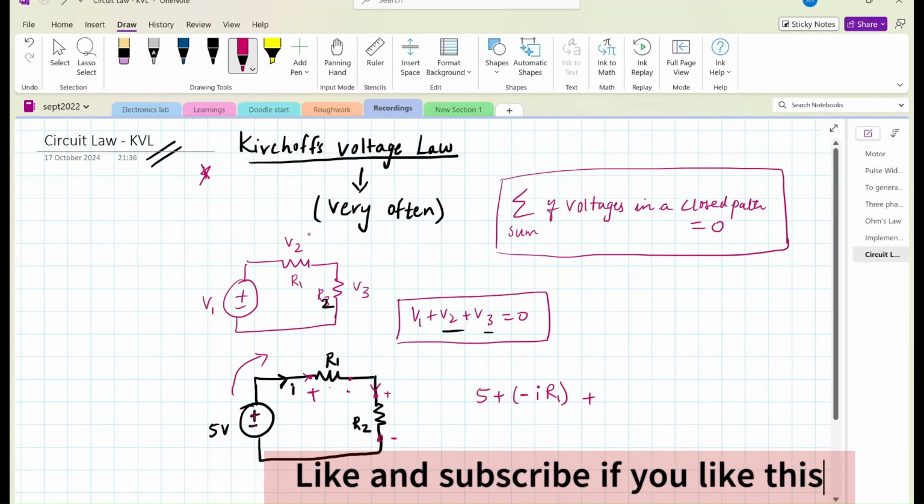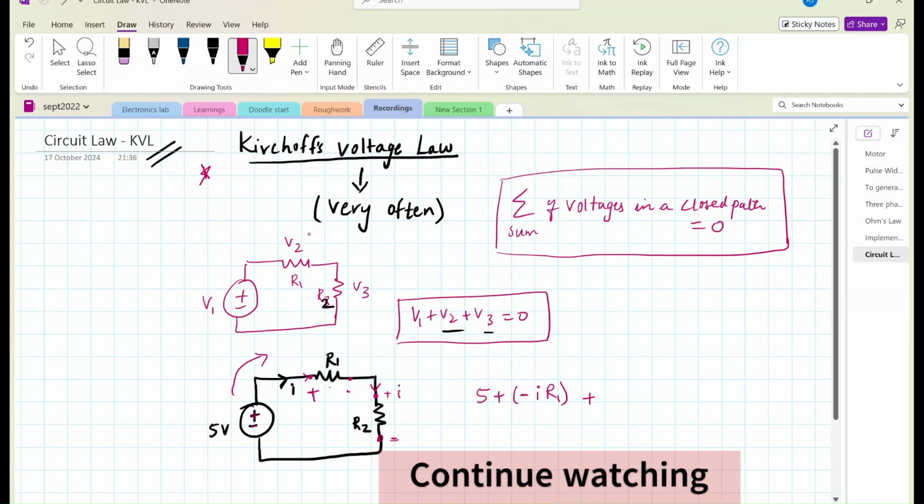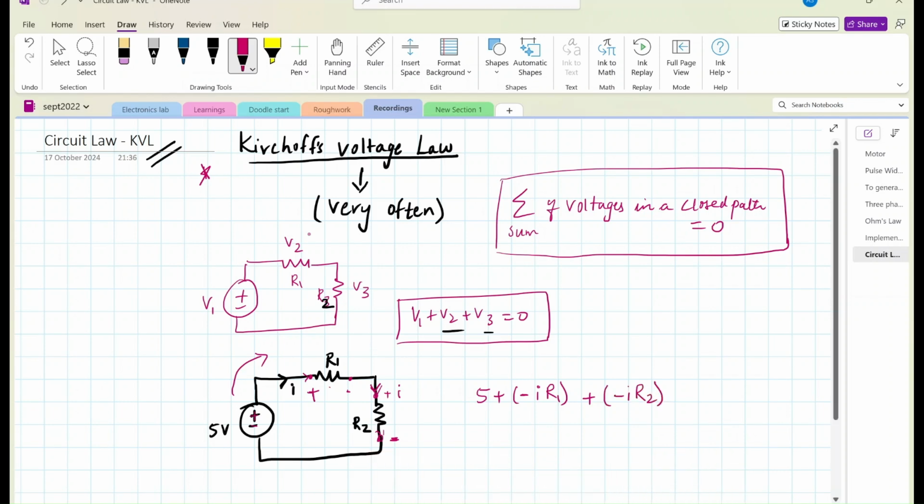When you write for R2 also, the same thing happens. There's a voltage drop when the current I is going from here to here. It's a voltage drop. That's why it becomes minus I into R2 also, and the summation is going to become 0. So this is how.